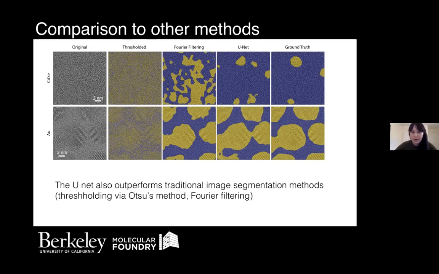We can use some prior knowledge about the lattice spacings in our material and create a Fourier filter to try and create a segmentation map. This works okay for gold, but not well at all for the CAD cell, which has a lot more disorder in its atomic lattice. And so here again, we find that the UNet just visually is much closer to the ground truth. Even from the perspective of creating something for a very specific application, we're still outperforming these traditional methods that we tried to optimize for each individual data set.